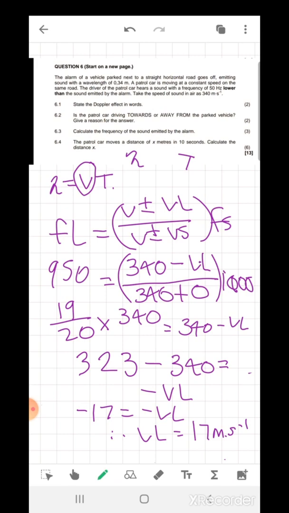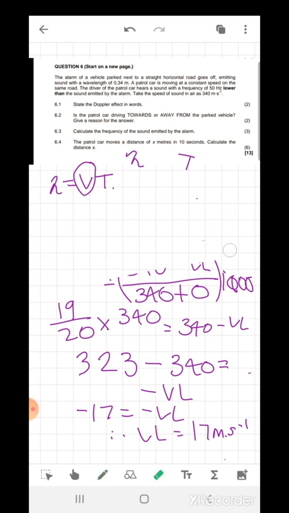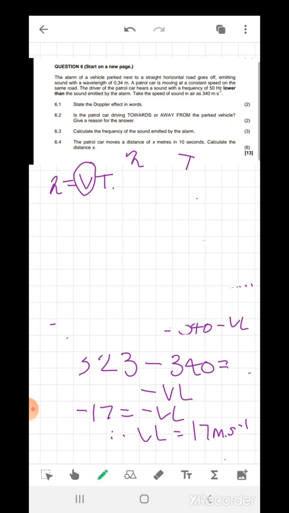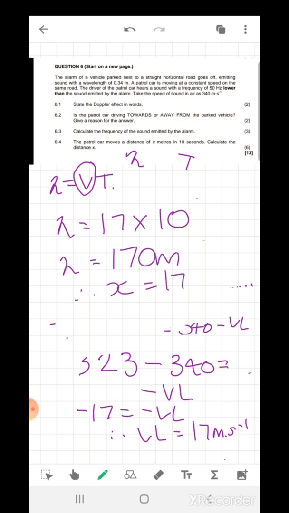Okay. Let us do the next equation, because you're not done yet. You only worked out the velocity of the listener. They want to know the distance x. So you're now going to plug this into the first equation. Let us make some space. Okay. So now we're going to have wavelength is equal to 17 times 10. And that should give you wavelength is 170 meters. Therefore, x is 170 meters.